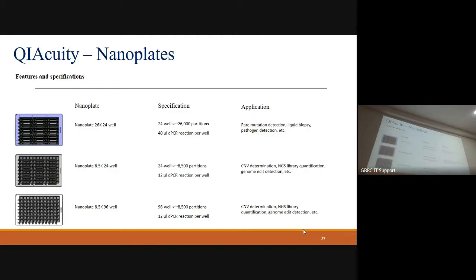So for different applications, suppose your target is very rare, then it is advisable to use the 26,000 partition, because as the partition number is higher, your detection limit will be better. And if you know that your target is abundant, then you can use 8.5 thousand partitions also.